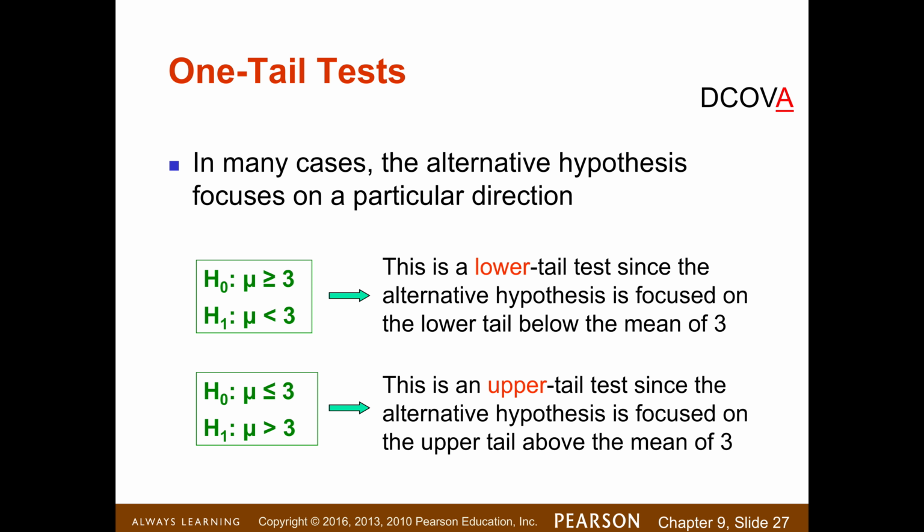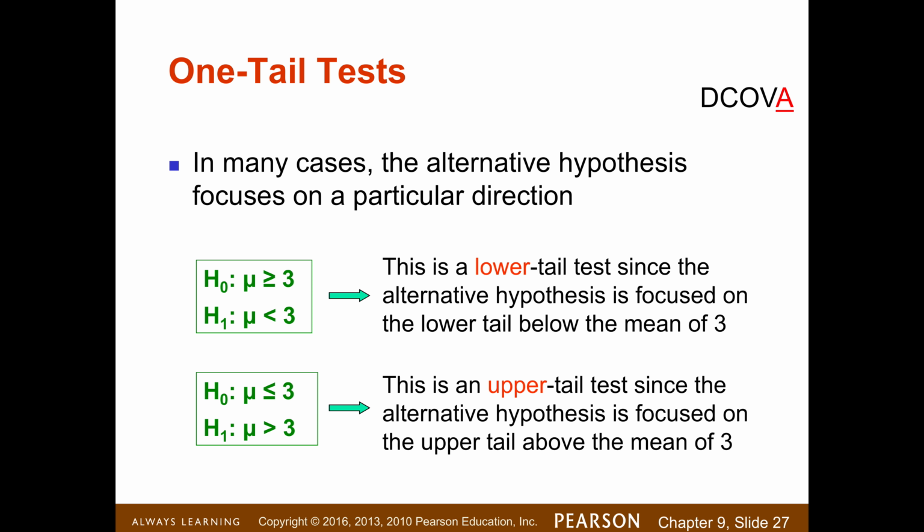The lower tail test, which is less than, is the first illustration, and the upper tail test, which is greater than, is the second illustration. So if I wanted to see if this marketing strategy had increased sales, I would use the upper tail test because I'm focusing on increasing.